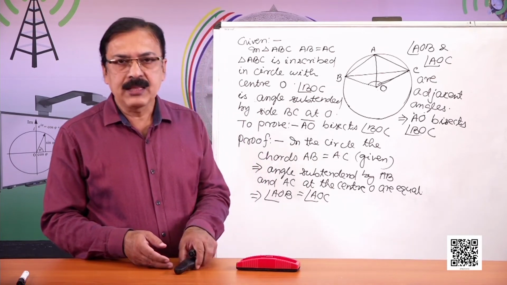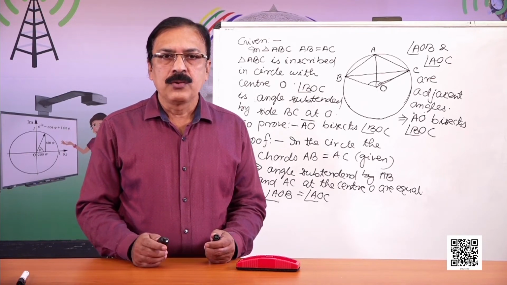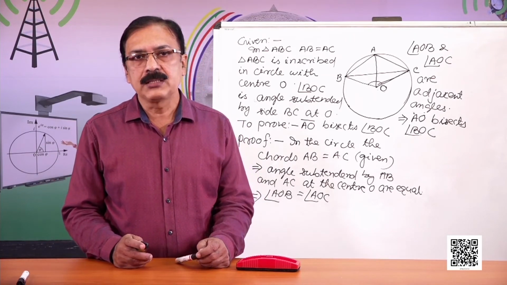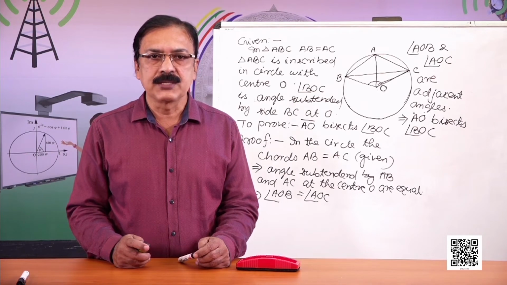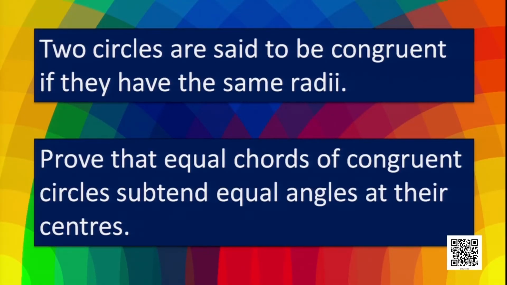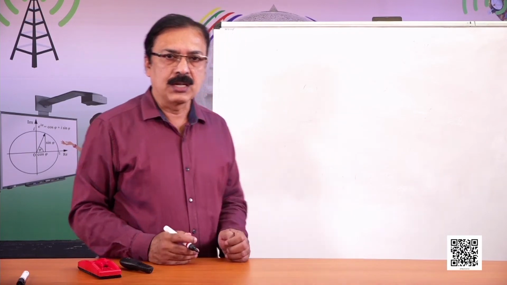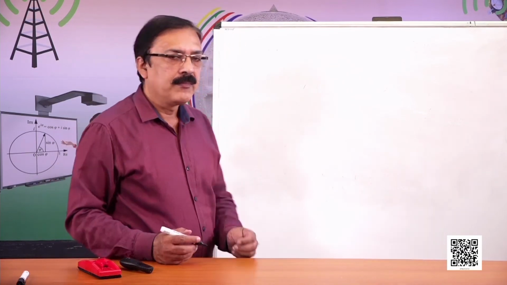Now let's see another example. Two circles are said to be congruent if they have the same radii. Here we discuss this because our next question is related to this. Prove that equal chords of congruent circles subtend equal angles at their centers. So you see, as we know, two circles are said to be congruent if they have the same radii. So we can draw two congruent circles, that is two circles having the same radii.